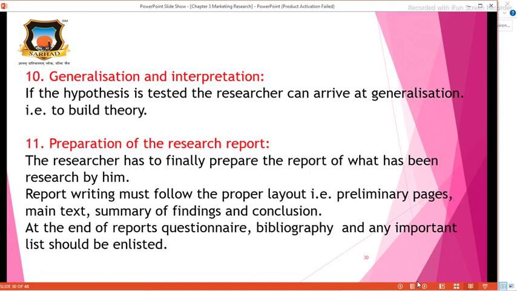The next step is the preparation of the research report. The researcher has to finally prepare the report of what has been researched by him. The report writing must follow the proper layout, that is, preliminary pages, the main text, summary of findings and conclusions. At the end of the report, the questionnaire, bibliography, and any important lists should be enlisted.